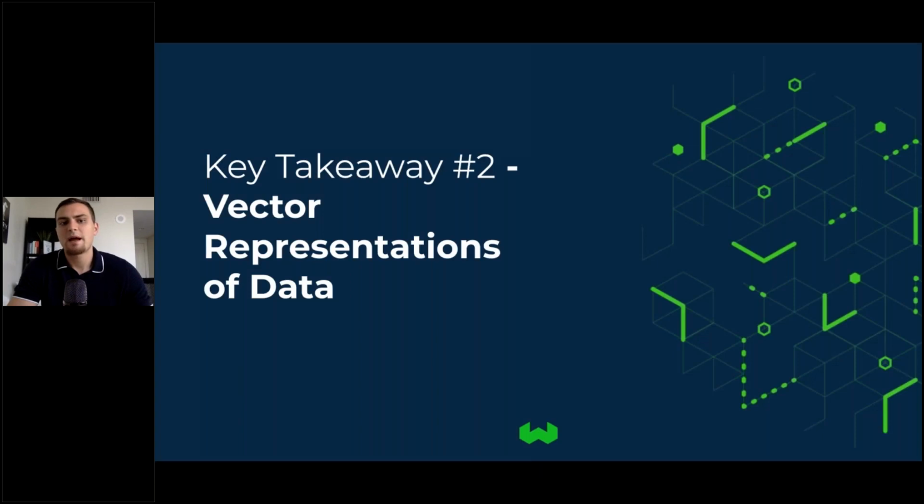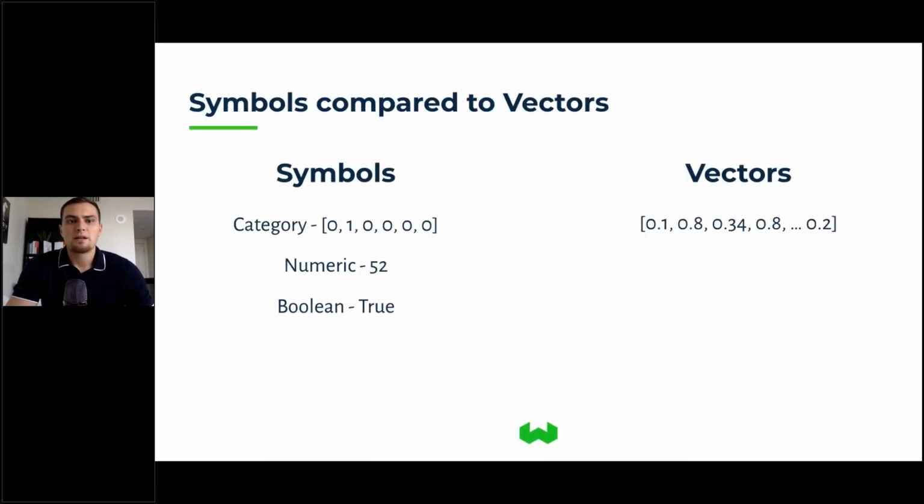So let's take a step back and jump into the second key takeaway about understanding vector representations of data, diving deeper into exactly what these vectors are, how we get them, how we compute distances between them. So we'll begin by describing symbols compared to vectors. In symbols, we have things like, say, categories.